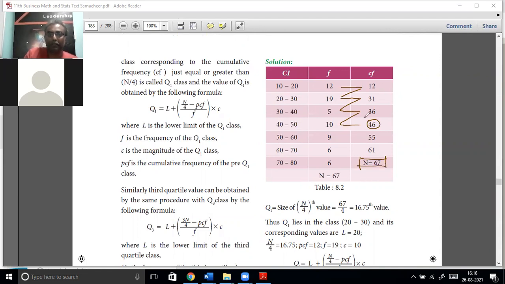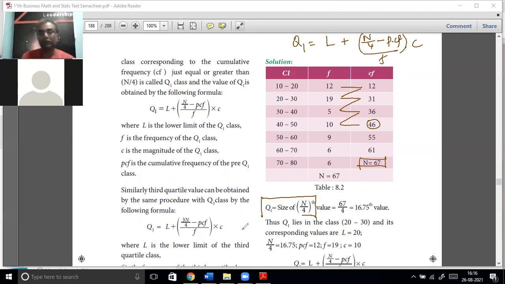Now, first find the first quartile. The first quartile formula is L plus n by 4 minus PCF divided by F into C. What is L? You have to find it using n. Q1 is the size of the n by 4th value. n by 4, 67 by 4, is 16.75. So the 16.75th value. Now where is 16.75 here? It is found somewhere here, so this is the row that you want.